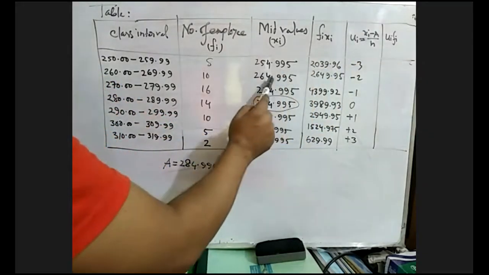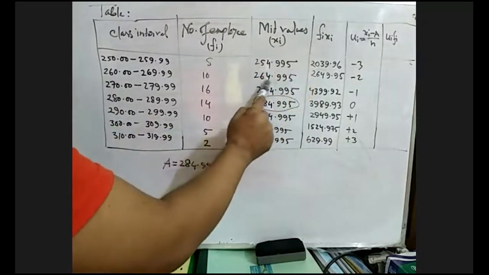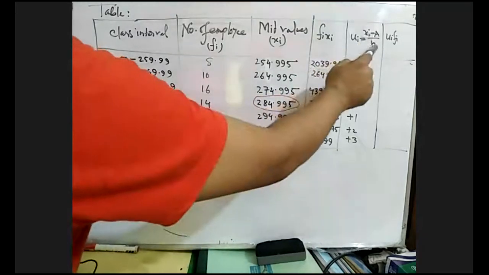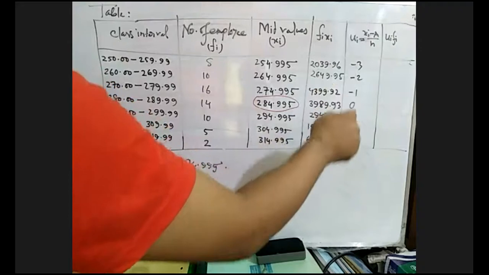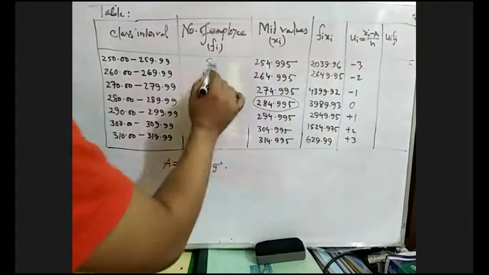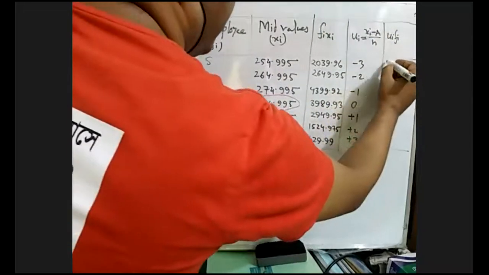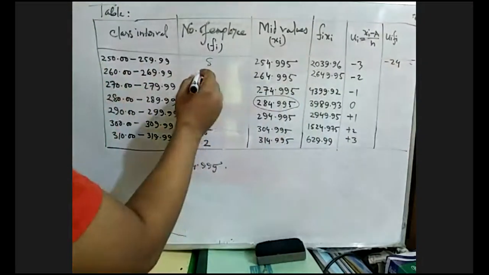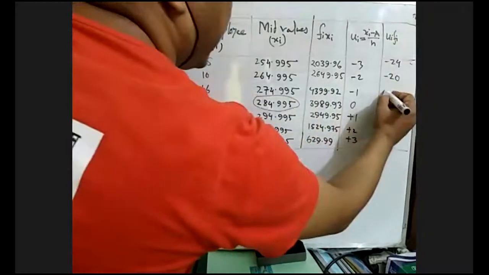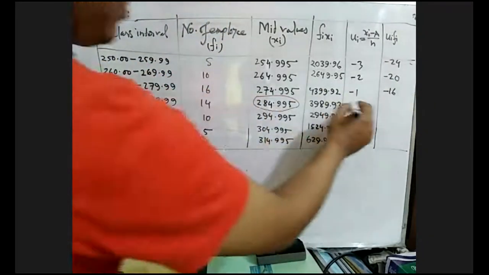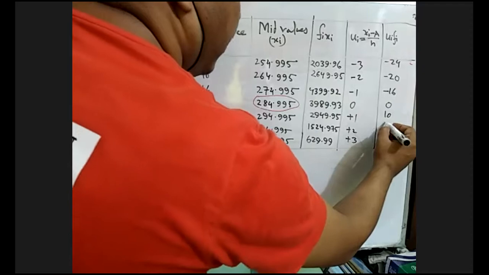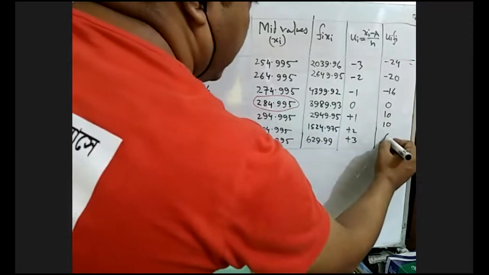Similarly, for i equals 2, the second mid value, 264.995 minus the assumed mean divided by the length of the class interval, will give minus 2. In this way, we can complete this column. Now fiui, that means this minus 3 multiplied by 8 will be 24, then this will be 20, then this will be minus 16. And 14 multiplied by 0 will be only 0. So this will be 10, and 5 twos are also 10, and 2 threes are 6.